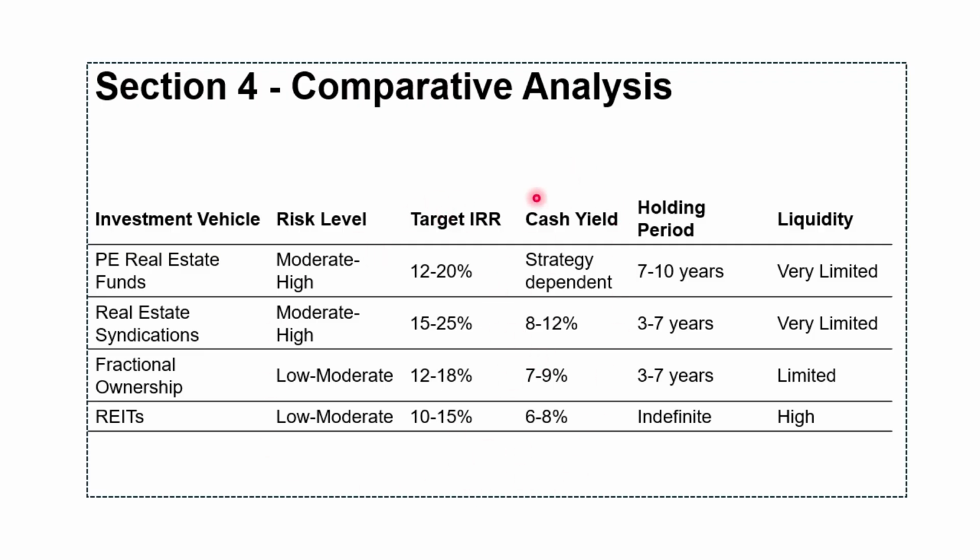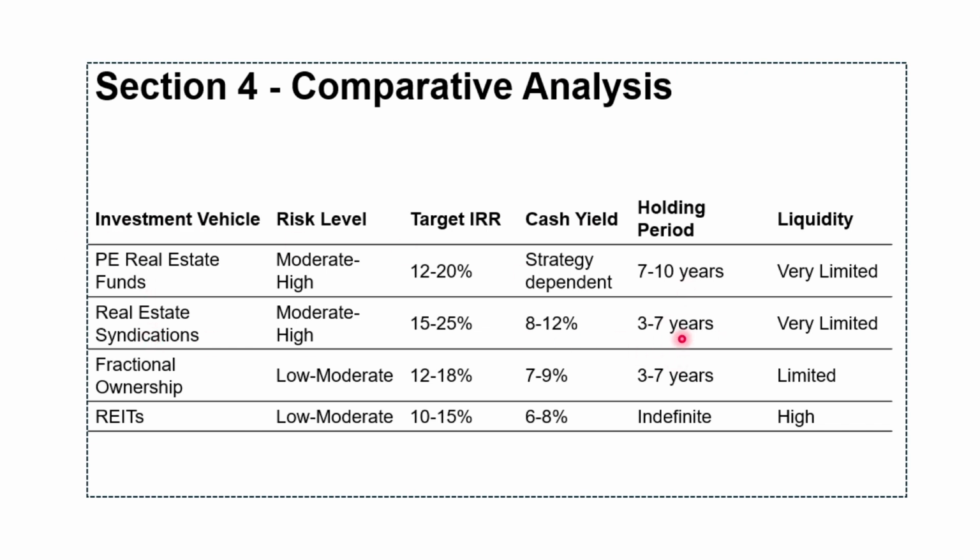And then we have cash yield, which is strategy dependent for PE real estate, but for real estate syndication it would be around 8 to 12%. Fractional ownership will be 7 to 9%, and REIT will be around 6 to 8%. We have holding periods. So for PE real estate funds, because you are investing in a specific, targeted property, the holding period will be longer, 7 to 10 years. For real estate syndication, it is 3 to 7 years.